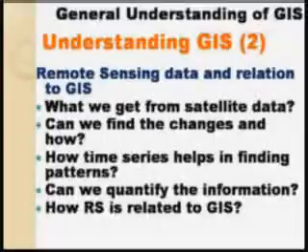Let us talk about remote sensing data in relation to GIS. What do we get from the satellite data? Satellite data is remotely sensing some data and then deriving the information from it. That means acquiring the information without directly coming in contact with the object. From that, the digital numbers can be converted into useful information.